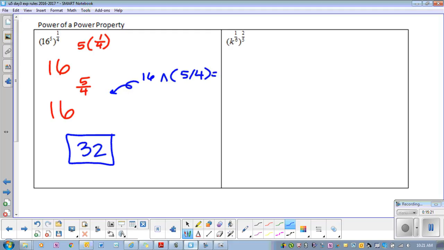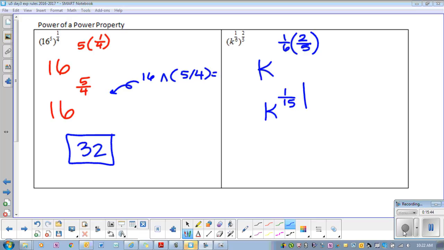All right, then let's look at the next one. K to the 1/6 to the 2/5 power. What is that? K to the 1/15. K to the 1/6 times 2/5 is 1/15. I thought it was on two different levels, but it's all in the same thing. I see what you're saying.